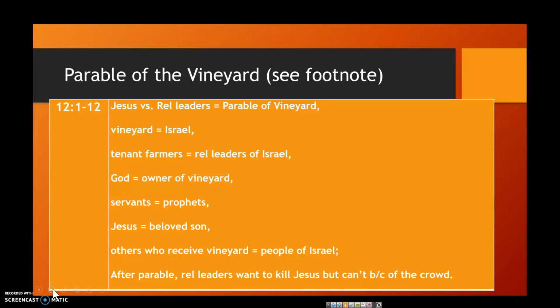But rather than listening to him like the owner hoped, the religious leaders think, oh, this is the heir. If we kill him, we can keep the vineyard. But rather than that happening, otherwise the owner says, we are going to give the vineyard to someone else. And that happens to be the people of Israel.